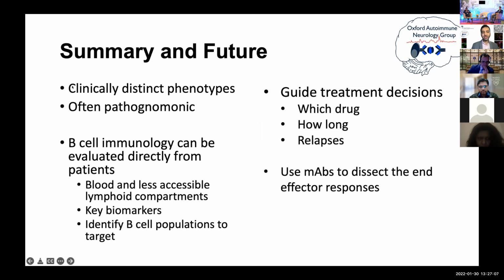So just to conclude my final slide, I'd like to emphasize that these are often highly clinically distinctive phenotypes, if not pathognomonic phenotypes. And we're getting really interested in how the B-cell immunology can be evaluated directly from the patients, from blood and less accessible lymph node compartments, to identify key biomarkers, to identify B-cell populations which might harbor the autoantigens, and to guide treatment decisions in the future. I think this is the way we can think about which drug, when patients relapse, how long to give drugs for. And of course, by studying the B cells, you can also harvest monoclonal antibodies and study the neuroscience that goes downstream of them.